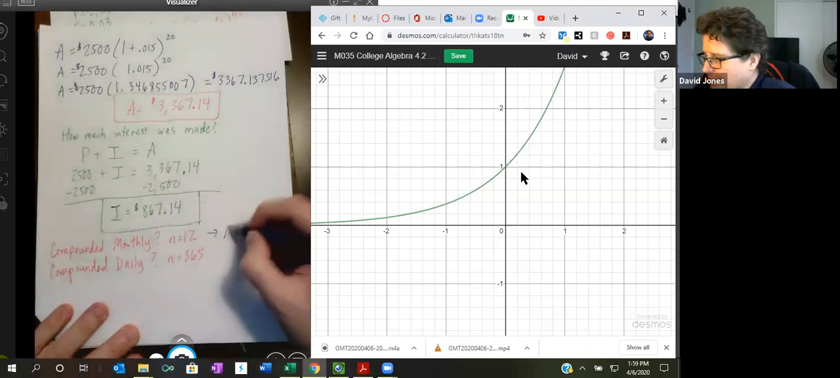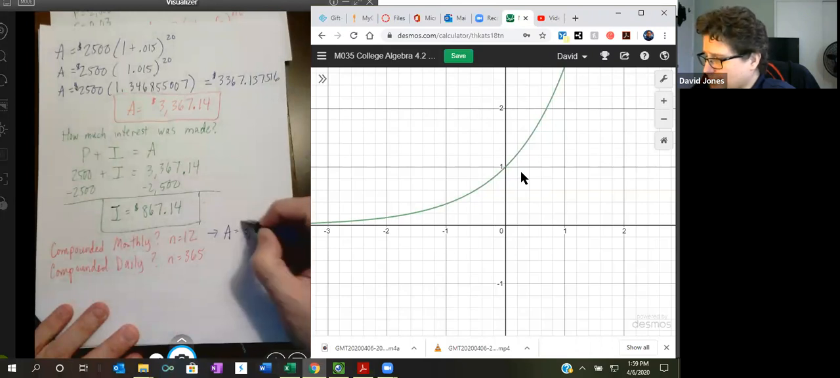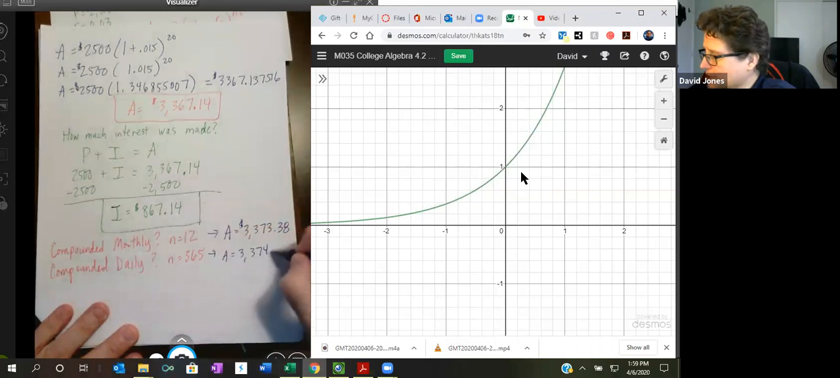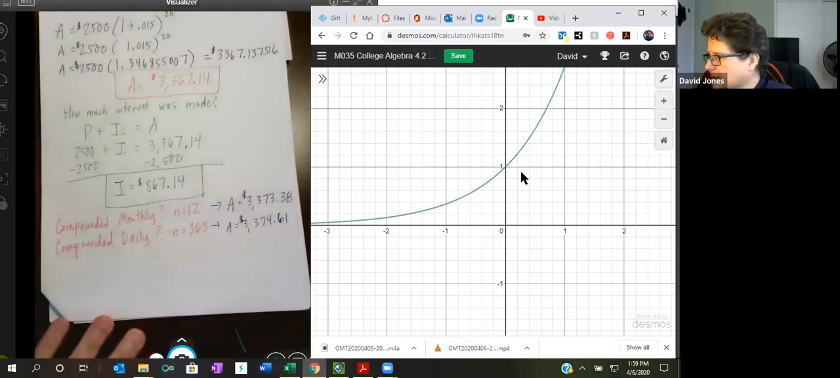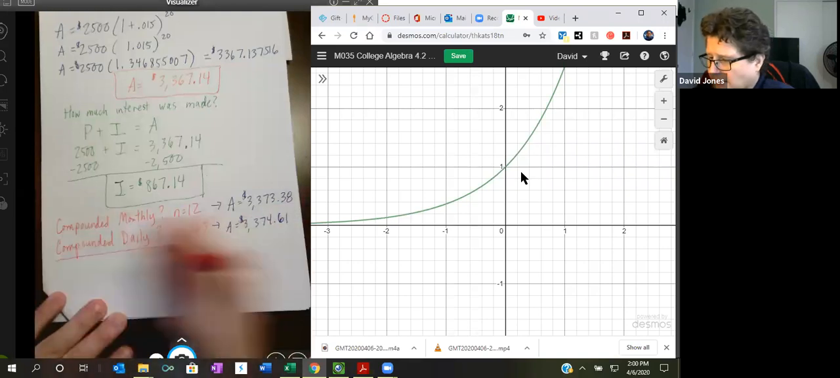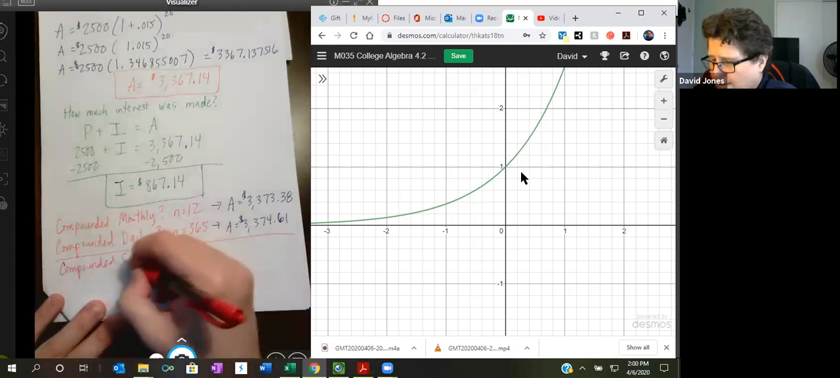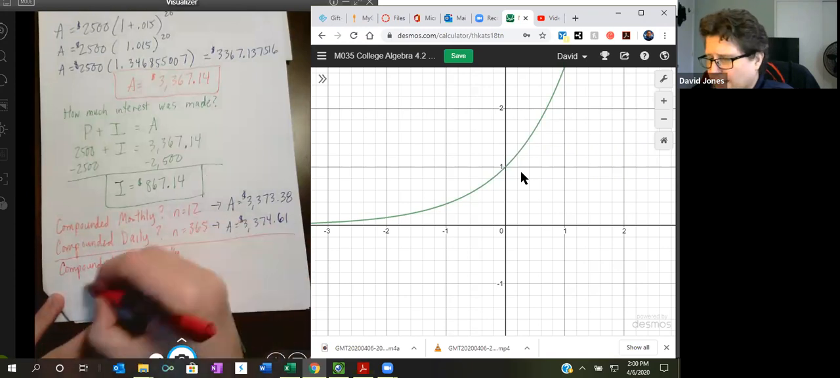This one leads to A equals $3,373.38. This one leads to $3,374.61. What if we change the interest rate? Compounded semi-annually, but let's make the rate 4%.